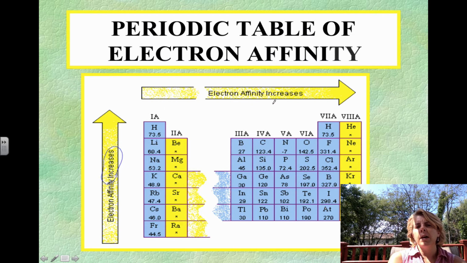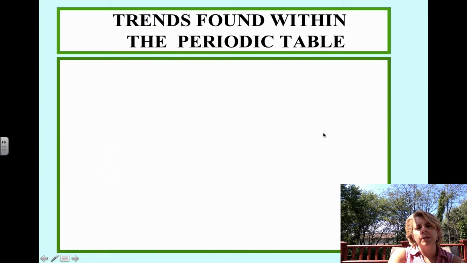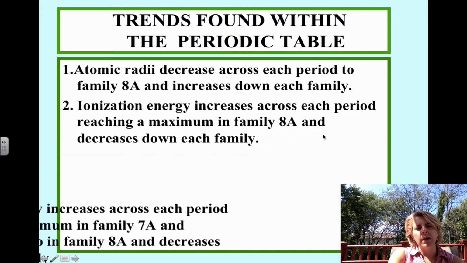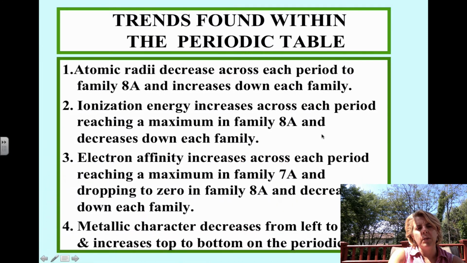The same goes as you go from left to right, okay? As you have electrons being given to the elements on the right-hand side of the table, notice that more energy is being released. They're more tightly held. Therefore, the affinity increases as you go from left to right. Okay, so these are the trends that are found within the periodic table.